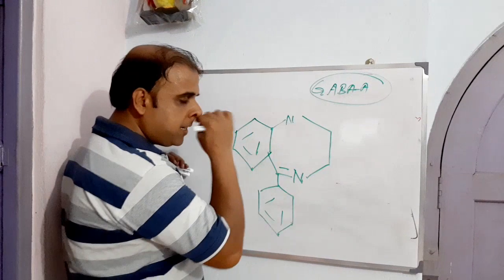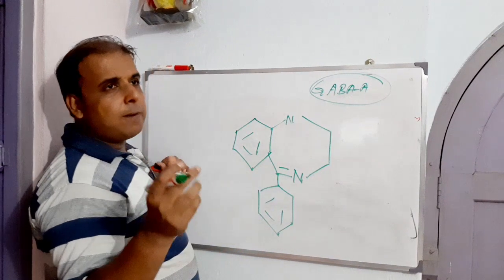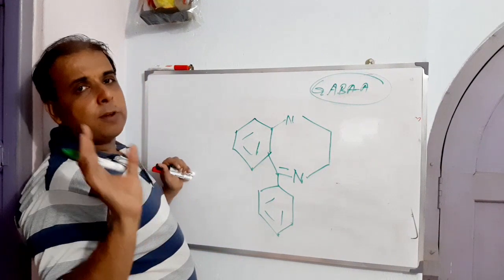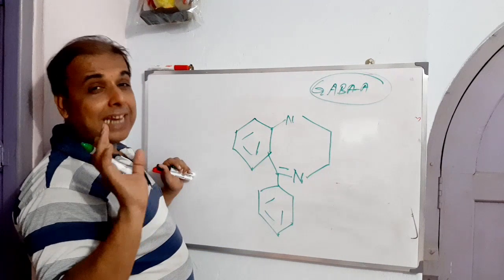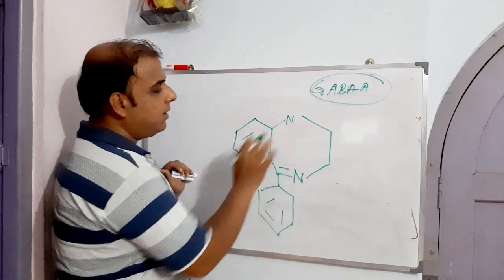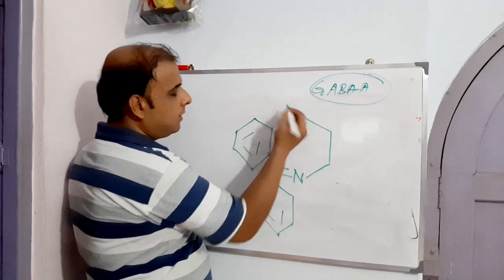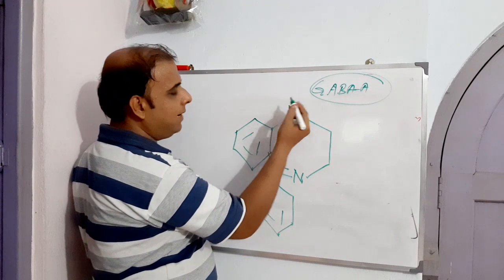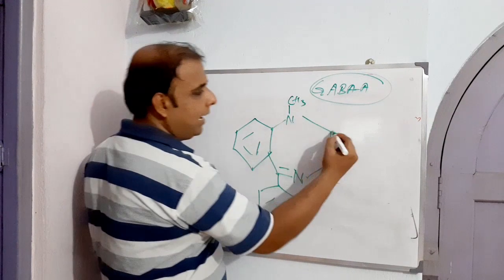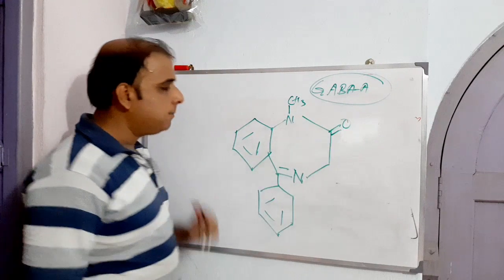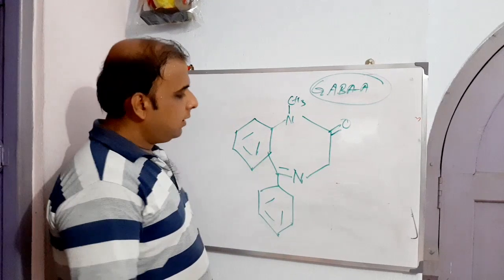So, as I said, the compounds that we have selected are all found to be chemically diversified, right? So here we have this compound. Let us put here a methyl, and let me just put here an oxygen.